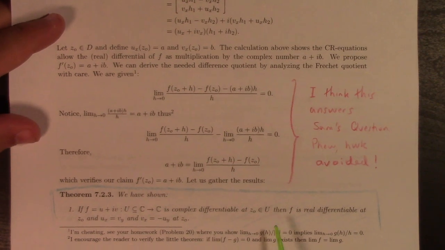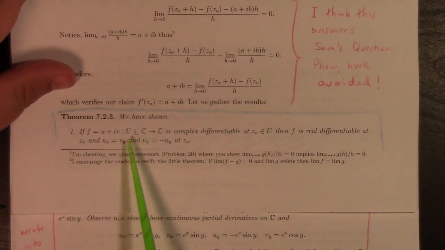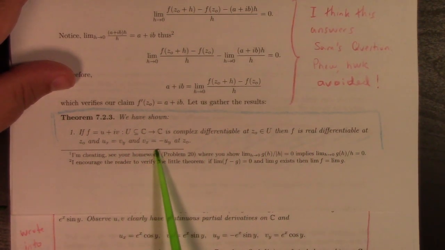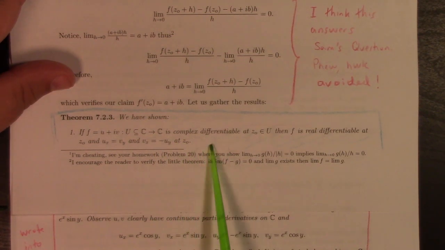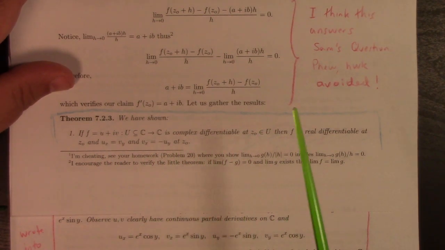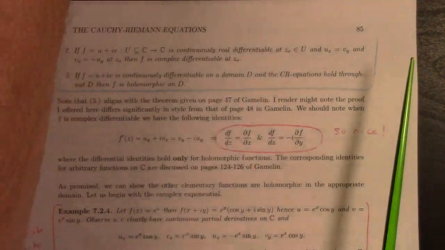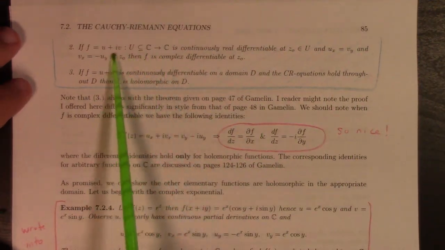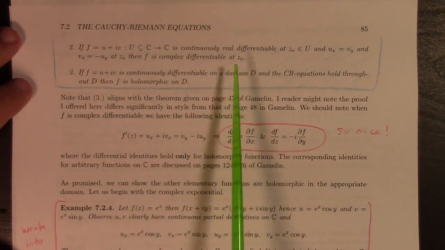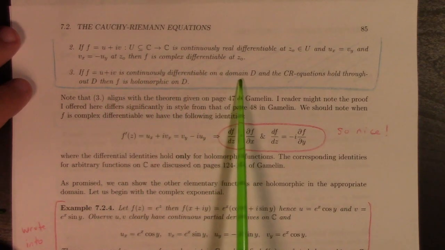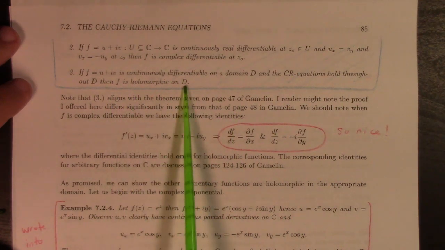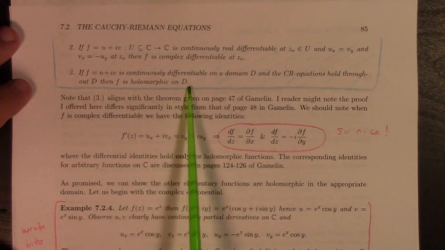All right. Anyway, long story short, theorem 7.23 gives us: 1, if we have complex differentiable at z naught, then it's real differentiable and the Cauchy-Riemann equations hold. This is very useful for disproving complex differentiability at a point, because all we have to do is show the Cauchy-Riemann equations fail and it's not complex differentiable. That's nice. 2, if we have continuous differentiability and the Cauchy-Riemann equations hold at a point, then it's complex differentiable at that point. 3, if it's continuously differentiable on a domain, an open connected set, and the CR equations hold throughout, then that implies that f is holomorphic on D, which means that it is complex differentiable at each point in D.